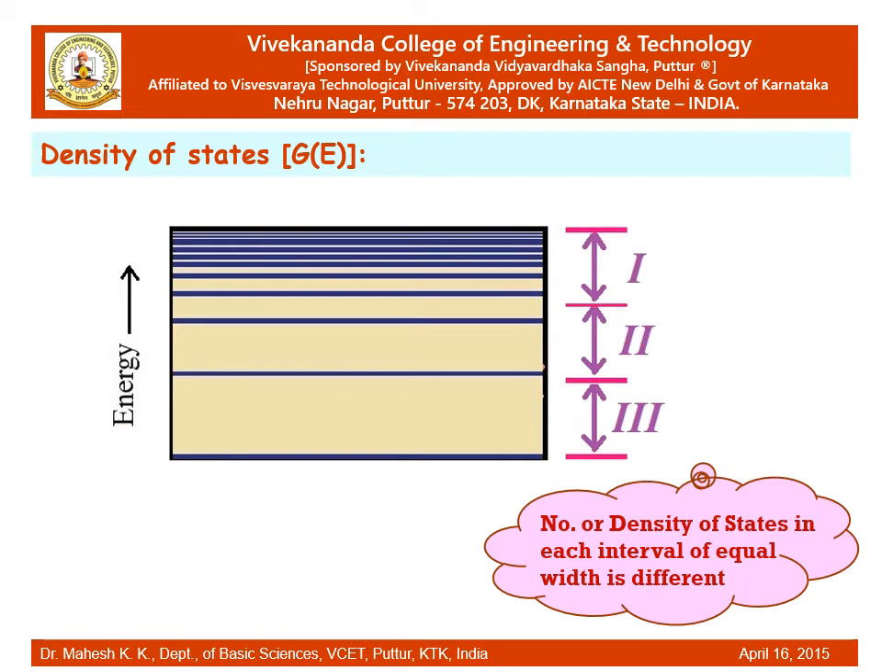You observe that I have made three regions, region 1, region 2 and region 3, and they are of equal intervals. In these equal intervals, you see that the number of states present increases as you increase the energy. So the number or density of states in each interval of equal width is different.